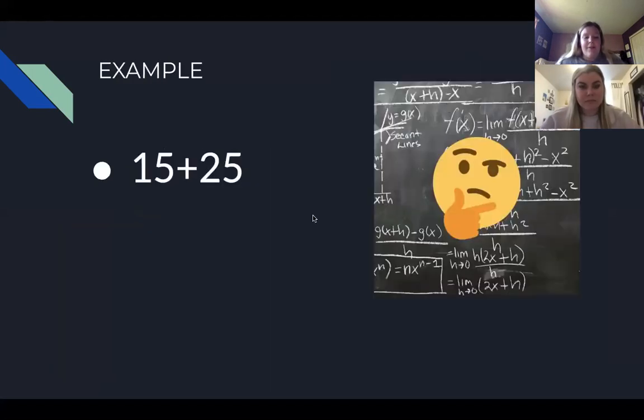What do you need to add first? That is right. First, we are going to add the tens place. Does anyone know which numbers are in the tens place in this equation? Yes, 10 and 20 are the tens place. Now let's add those two numbers together, and what do we get? We get 30.